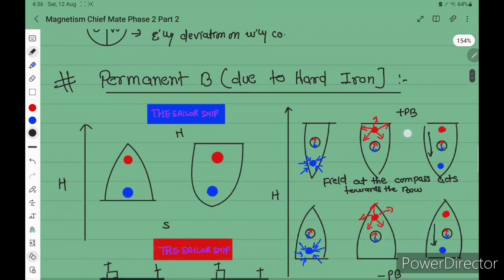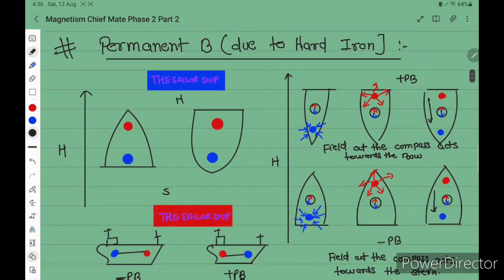Now permanent B, due to hard iron. If you see your vessel is in north, you see this diagram: the earth's downside is red and upside is blue. Remember this always when you are making anything. First you have to make earth magnetism, so red is down, blue is on top.